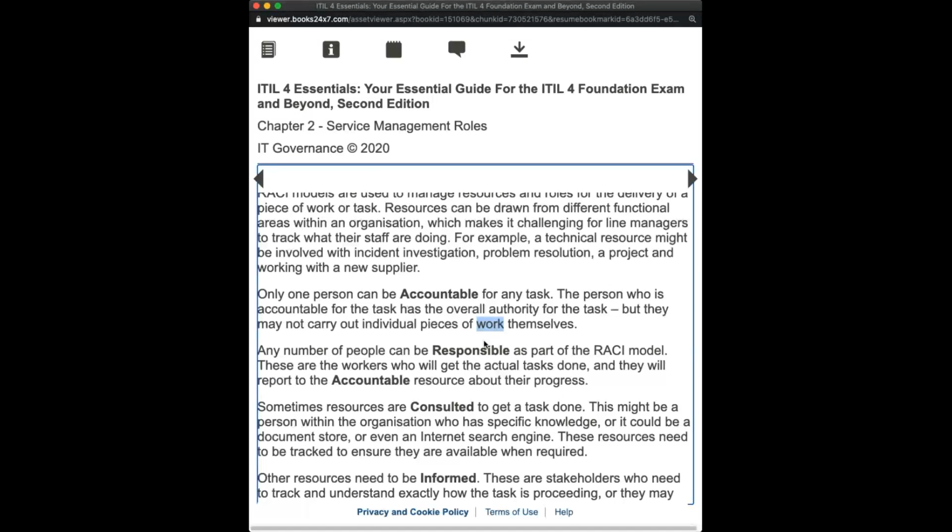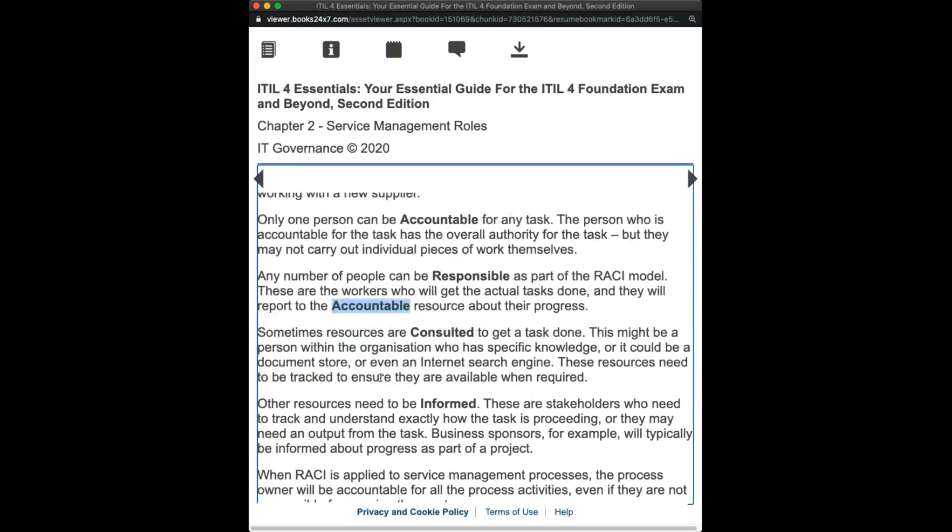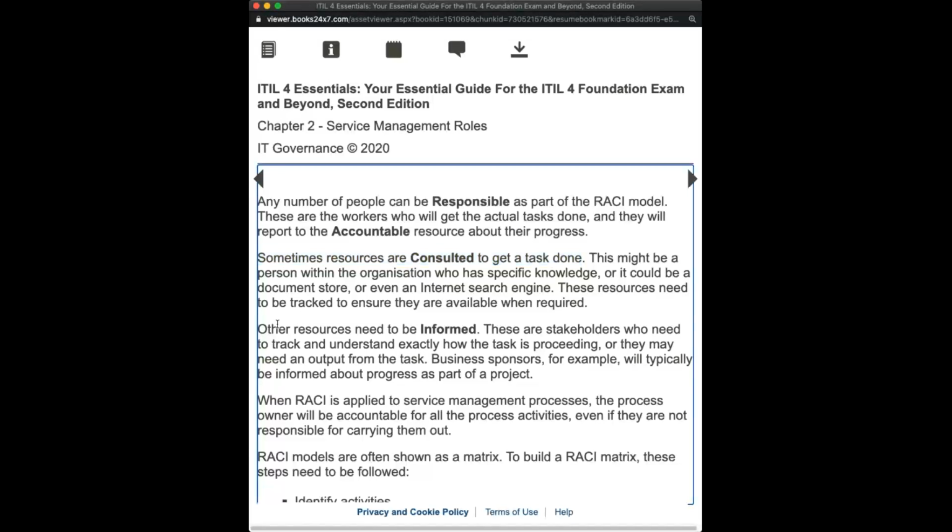Any number of people can be responsible. These are the people that would get the work done and report to the accountable resource. Sometimes resources are consulted to get tasks done, and others need to be informed.